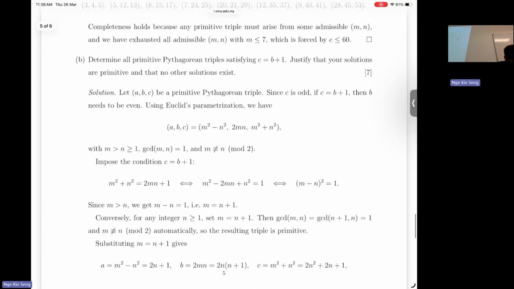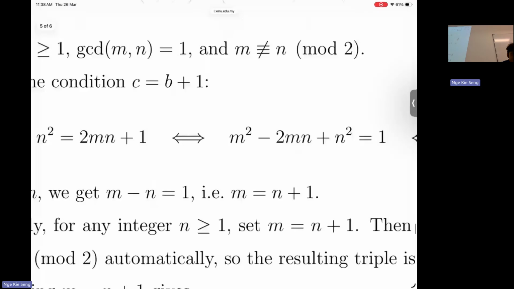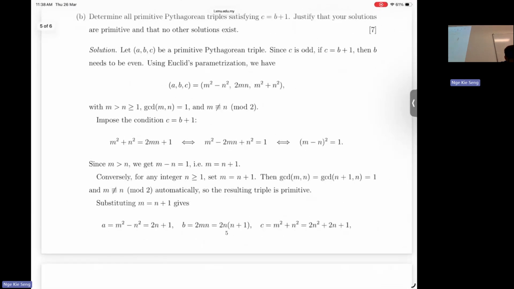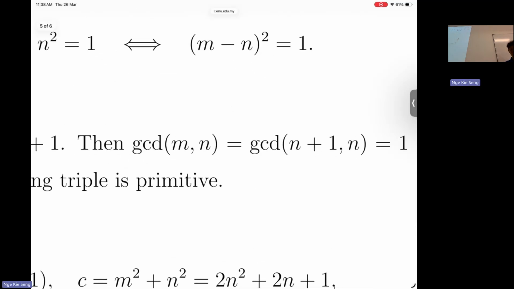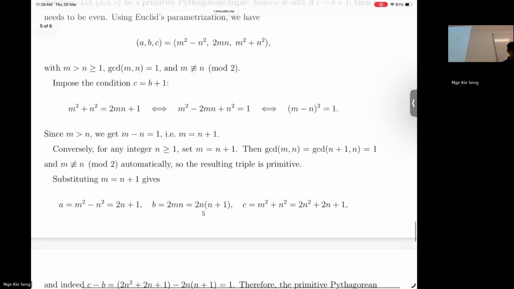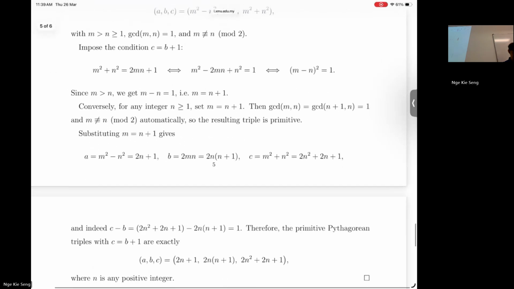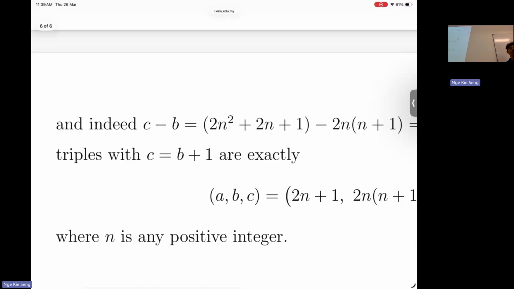We get the same thing. Up to this stage, we are the same: m equals n plus 1. Conversely, it says that if you have n, they also reach this GCD. So it's really for any positive integer. Anything will work.